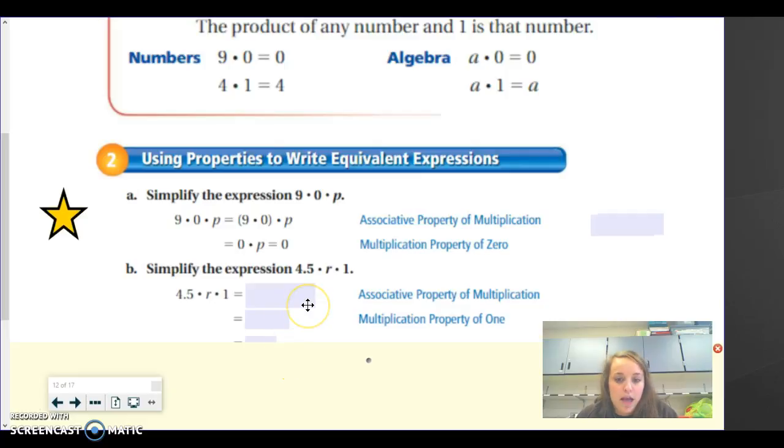This next example, I'm first going to group the 4.5 times 1 because I know that any number times 1 is going to be itself. So I can either group the 4.5 times 1 or the r times 1. And I know that whatever number I have multiplying by 1 is going to end up with that same number. So then I have 4.5 times r, and I can simplify that to 4.5r, where the number is next to the letter.